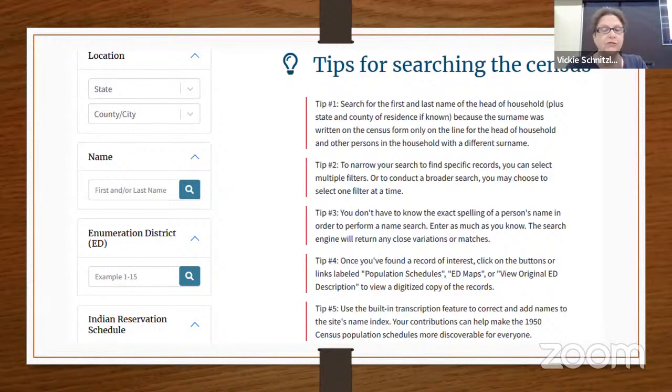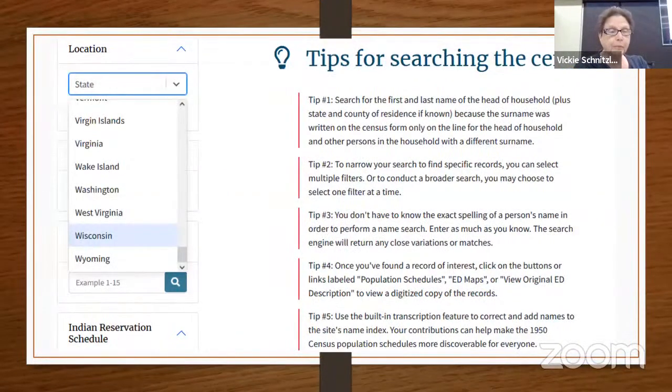Also, there's lots of different things that you can check. For example, like the population schedules, the enumeration district maps, and I'm going to show you how to do some of those different things tonight. And then also, we're going to talk just a little bit about the built-in transcription tool that they have on their website. So we're going to get started. Next slide, please.